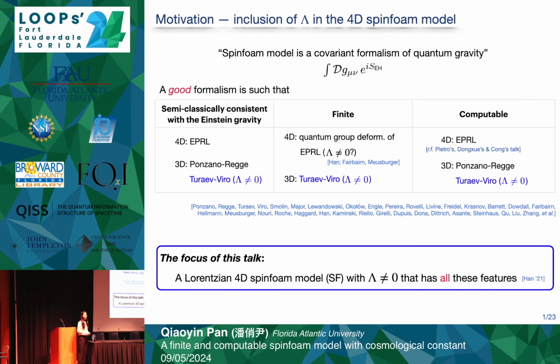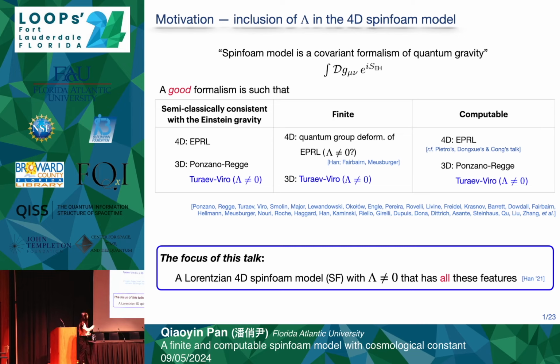First, in four dimensions, EPRL is a formalism that can reproduce the four-dimensional Regge action in its semi-classical regime, which is a discretization of continuous gravity. So it is consistent with Einstein gravity. When we go one dimension lower, we have the Ponzano-Regge model and the Turaev-Viro model. They also reproduce the Regge action in 3D in a similar manner. In particular, Turaev-Viro is a spinfoam model with a non-zero cosmological constant lambda.